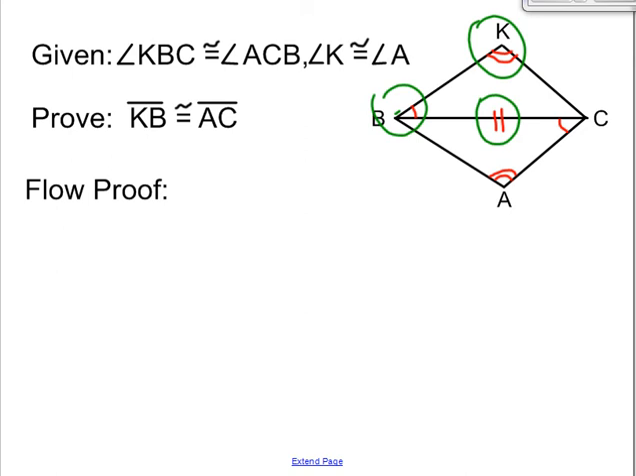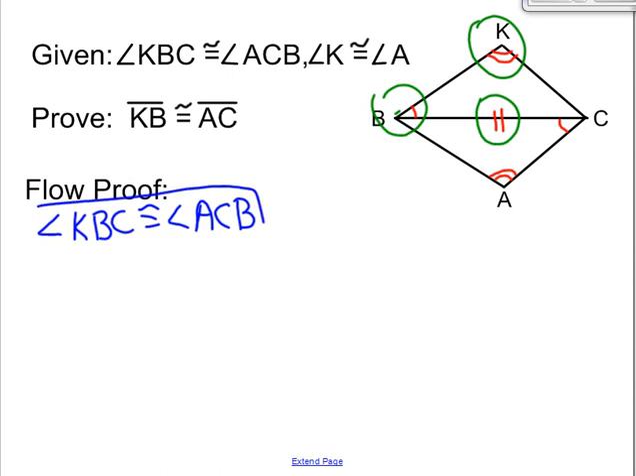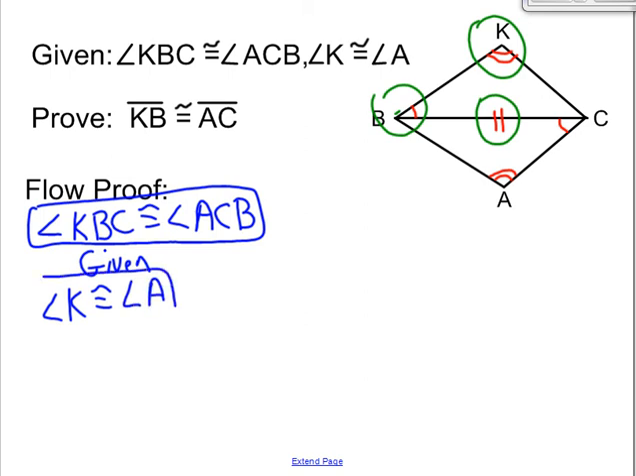We'll do this one in a flow proof again. Okay, so let's write down, first thing we always do, the given. So angle KBC is congruent to angle ACB. Okay, it's a flow proof, so we'll put this in a little box, and we'll write the word given underneath it here. And the next thing we know is that angle K is congruent to angle A. Again, this is given. Okay, so those two given.